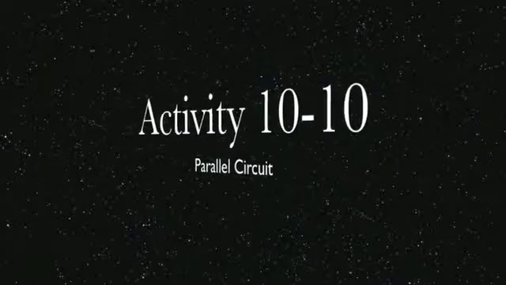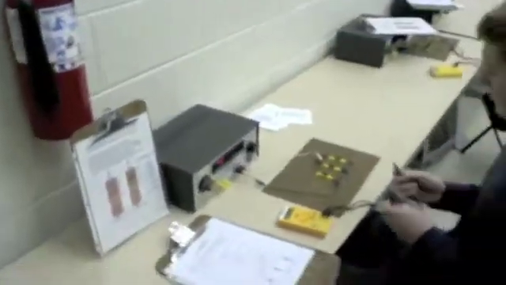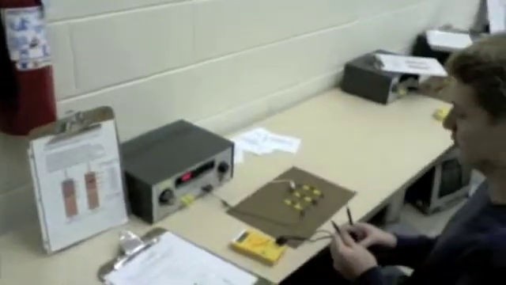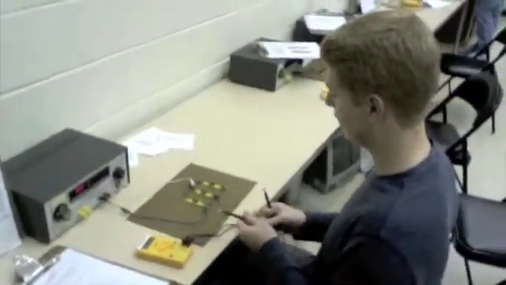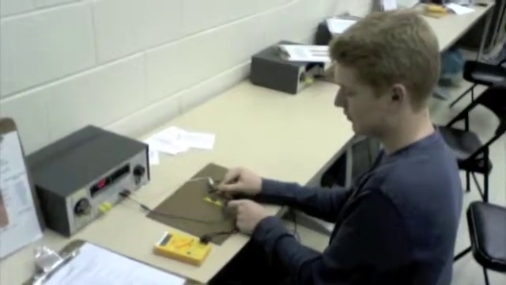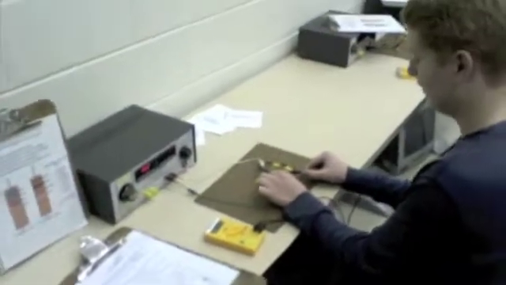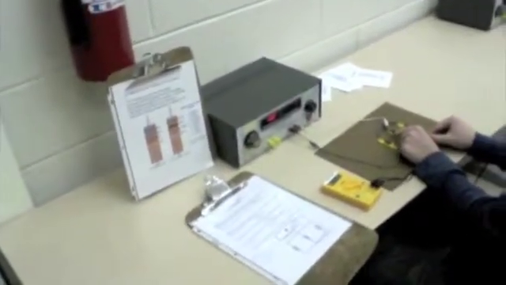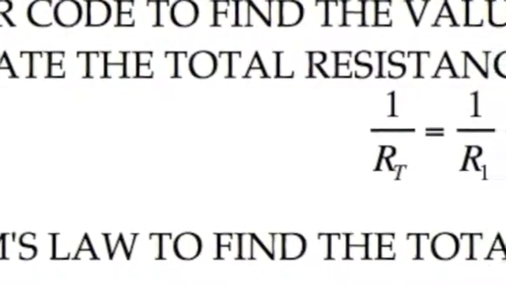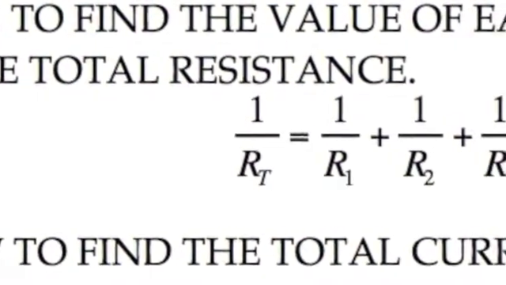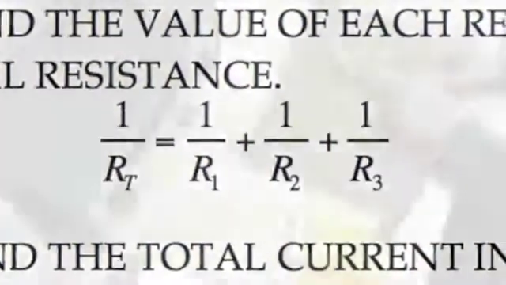In Activity 10, there are 3 resistors connected in a parallel circuit, and they are attached to a power supply where the voltage is 10 volts. For this activity, we measured the voltage drop across the resistors. We measured the resistance, we measured the voltage for each resistor, and we found that it was constant throughout the whole experiment. And we used the color codes to find the value of each resistor, and we used the equation 1 over RT equals 1 over R1 plus 1 over R2 plus 1 over R3.